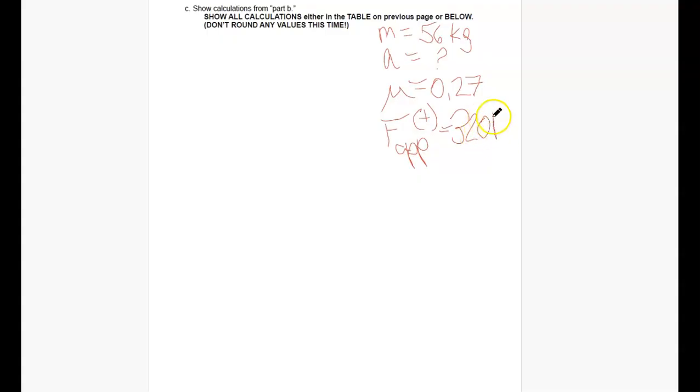And so let's take account of what we know and what we need to calculate. So what we know: the mass is 56 kilograms. We do not know the acceleration. We do know the coefficient of friction is 0.27, and these don't have any units, so we're not going to worry about units. Our acceleration is question mark for now. And we were also given an applied force, which we know is in the positive direction, and that is 320 newtons in the positive horizontal direction, meaning to the right.